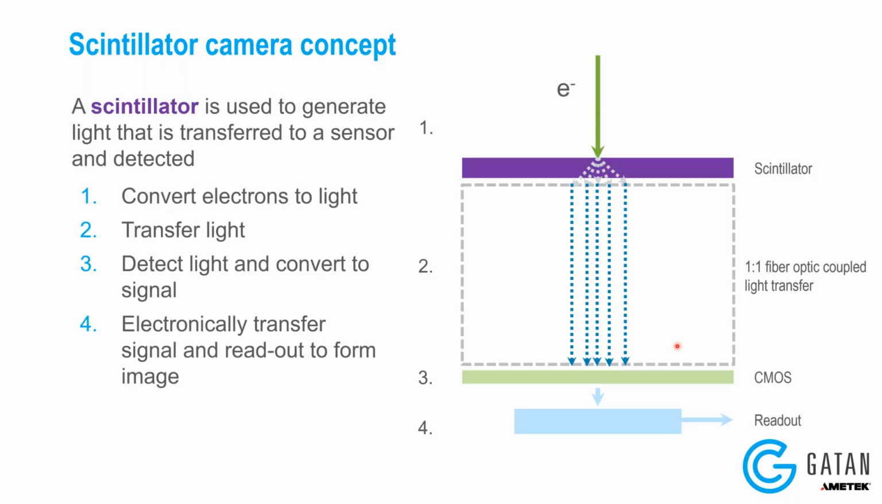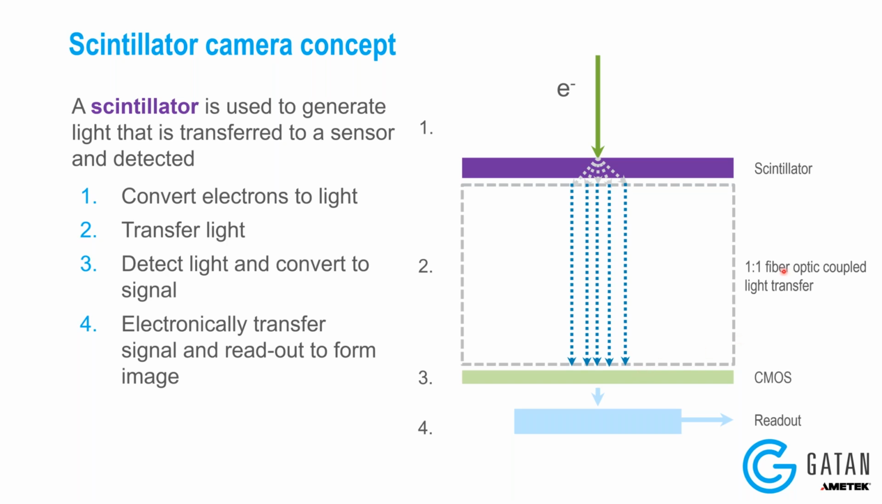So the most fundamental thing to understand about a scintillator camera is that it uses an organic scintillator material, here shown in purple, that gets hit by the electrons coming from the electron microscope and generates light. This light is then, through some mechanism, transferred to the sensor, where the sensor takes an analog signal, converts it into a digital signal, and then helps form an image on the computer and gives you all sorts of data that we can then process and do the kinds of analysis that we want to do.